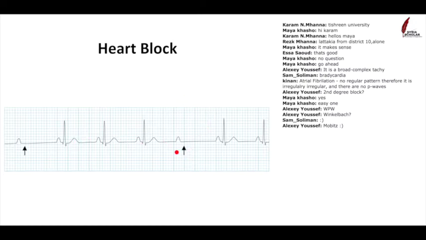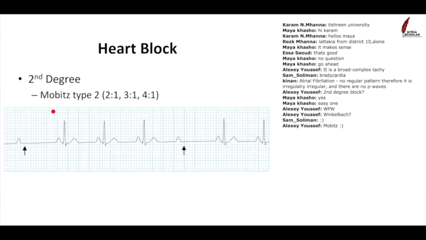And this is type 2. There's another second-degree heart block. So we have first-degree heart block, where there's a long distance in the PR interval. Mobitz type 1, which is progressively increasing PR intervals and a dropped heartbeat. And this is Mobitz type 2, where there's normal conduction and then a dropped beat. A normal, and a dropped beat.